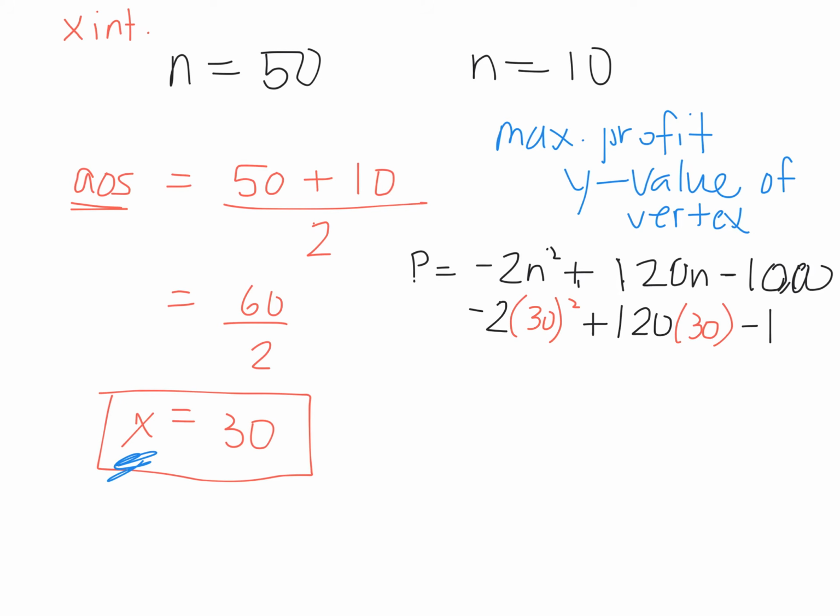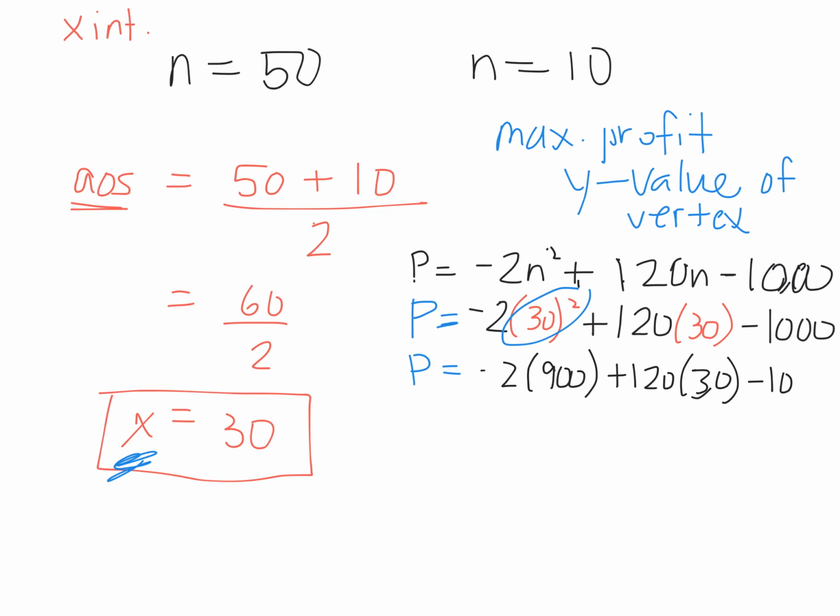So you guys calculate this now. We're finding the maximum profit. Don't forget BEDMAS. You got to do your exponents first. What's 30 times 30? It's -2 times 900 plus 120 times 30. Take away 1,000. Let me know what you get for the profit. So the maximum profit is 800. So the most money you can profit off of selling these watches is $800.